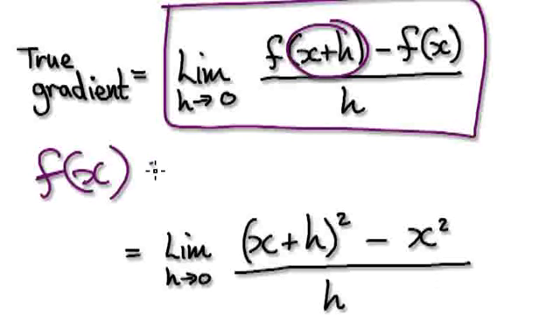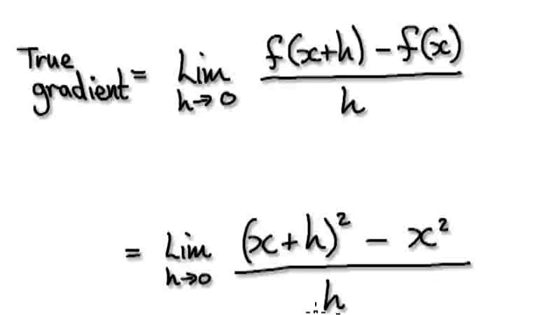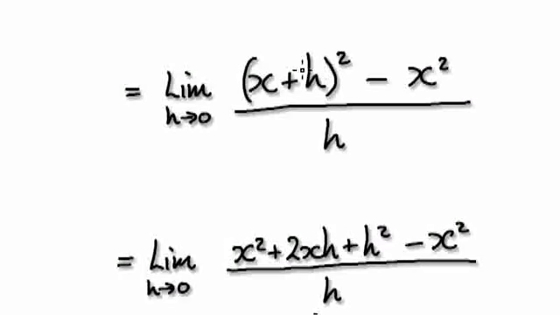We then put this into the f of x here, which is x squared. Put this into here, and then it will give you this, and this f of x is just x squared here. So that would be that divided by h. Now the trick here is to multiply this out.